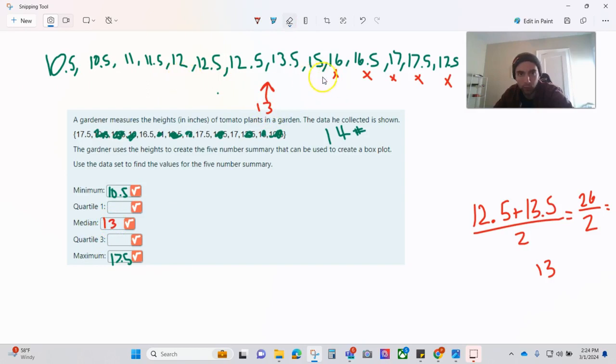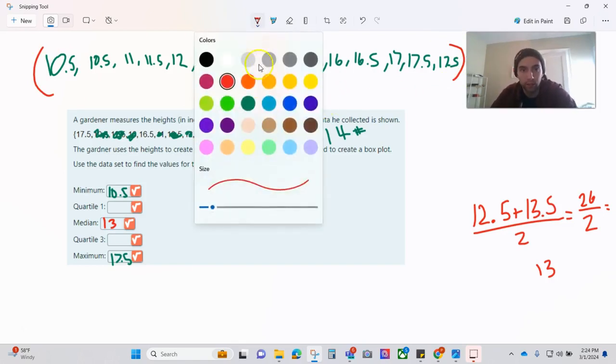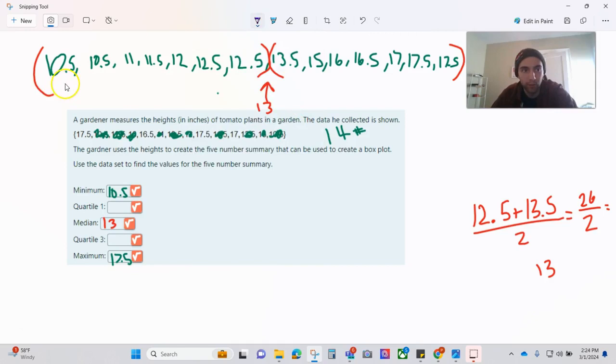To find the quartile 1 and quartile 3, we are going to find the median, kind of like the middle of the lower half, and the middle of the upper half of numbers. So let's start with this lower half of numbers, find our quartile 1. Let's find what number's in the middle by using the cross-off strategy. 3 crossed off on this side, 3 crossed off on that side, 11.5 is in the middle.